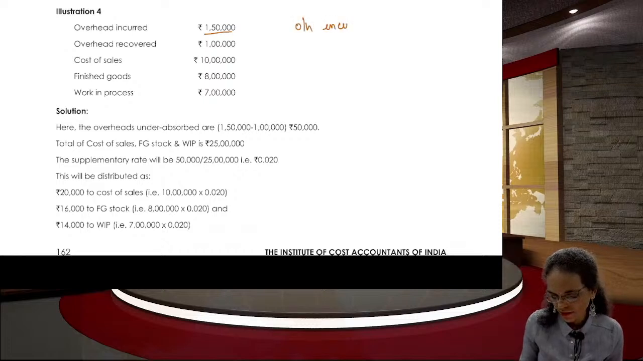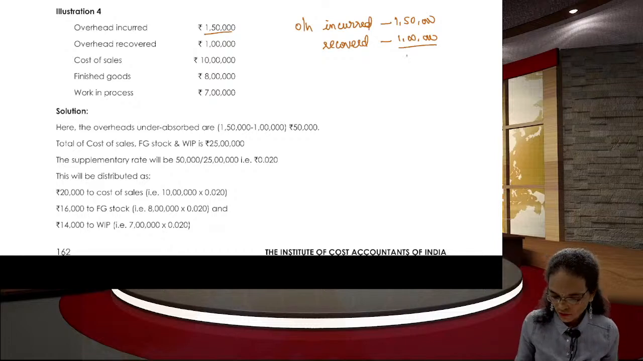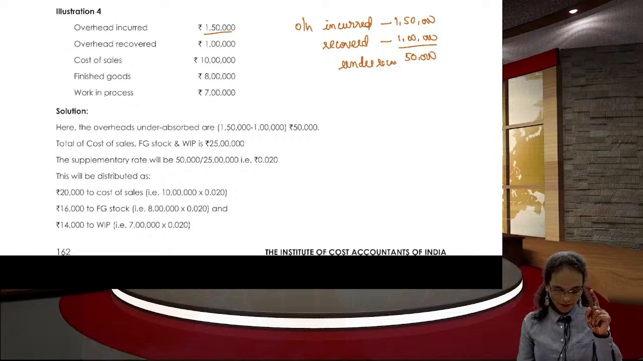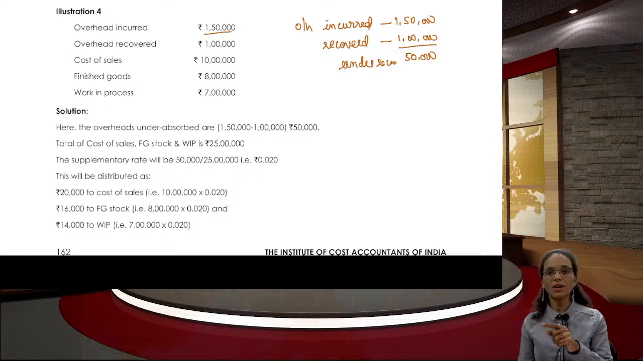Overheads incurred 1,50,000, but we recovered only 1 lakh. In the sense, 50,000 rupees is the under recovery. What is the treatment for the under recovery? We have 3 options. One, you can carry forward to the next year, or else you can take it to the current year costing P&L, or else use a supplementary method.